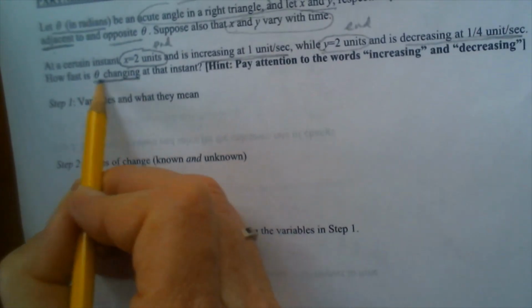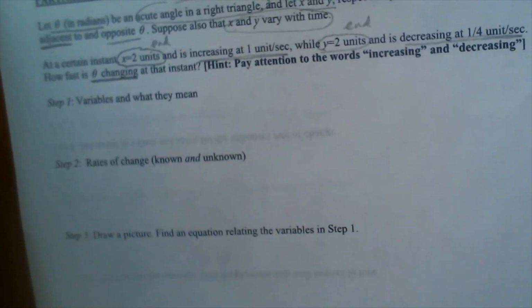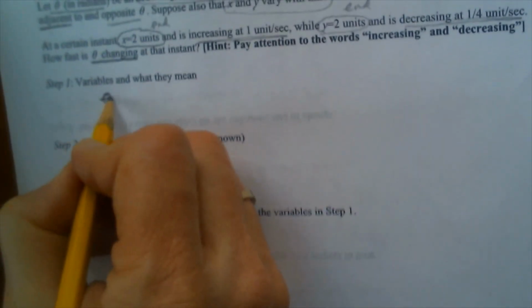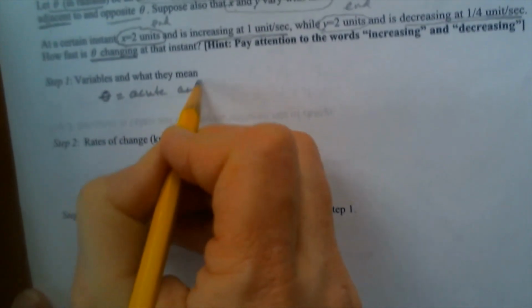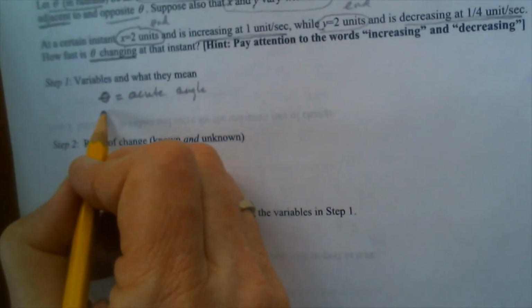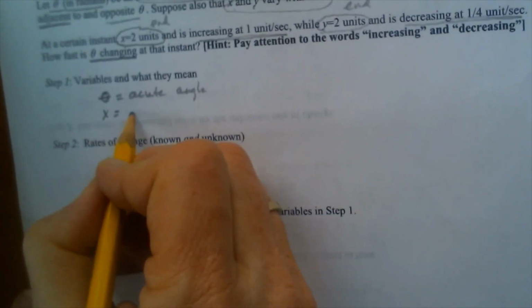They want to know how fast theta is changing, so they want to know what d theta dt is. So the variables, what we have is theta, which is our acute angle in a right triangle. We have x, which is the adjacent side.